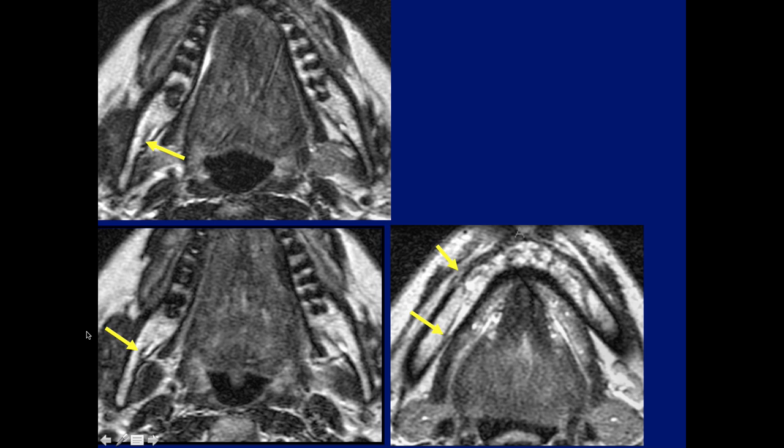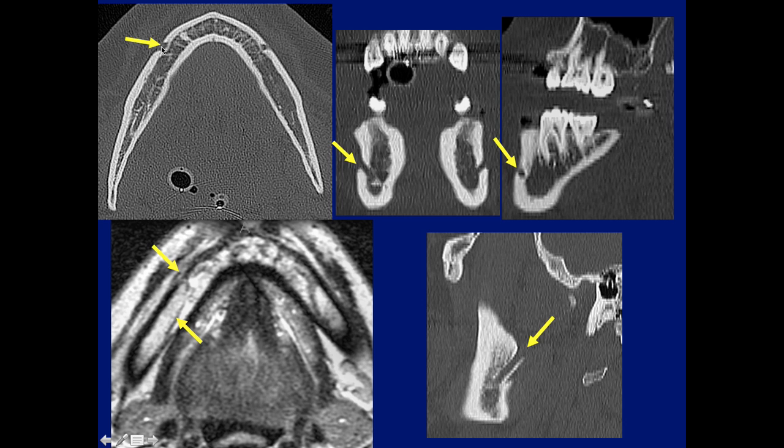We can identify also the mental foramen on this thin axial CT. We can even see it here on the coronal CT, and on the sagittal CT we see the mental foramen here. And here we can see again on the sagittal, we can see the canal.